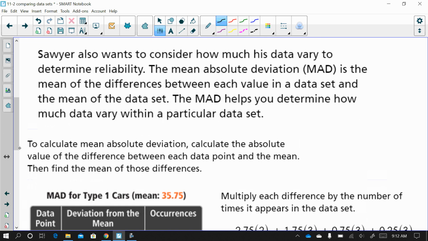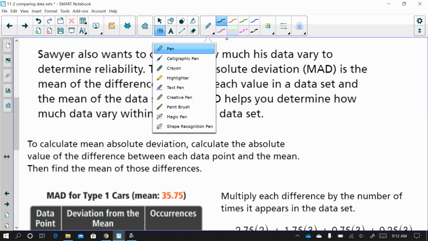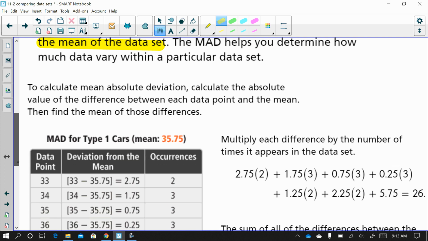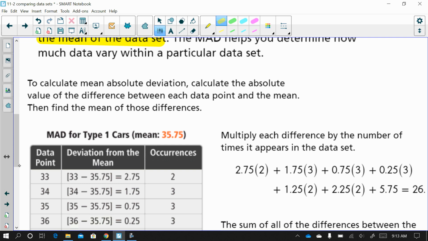Sawyer also wants to consider how much his data vary to determine reliability. The mean absolute deviation, let me put it on highlighter here because this is important. The MAD is the mean of the differences between each value and the mean. This tells you how much the data varies. I want to know if my data is really spread out or if it's really close together. That's what I mean by vary. So to calculate mean absolute deviation, we calculate the absolute value of the difference between each data point and the mean. Then we find the mean of those differences.